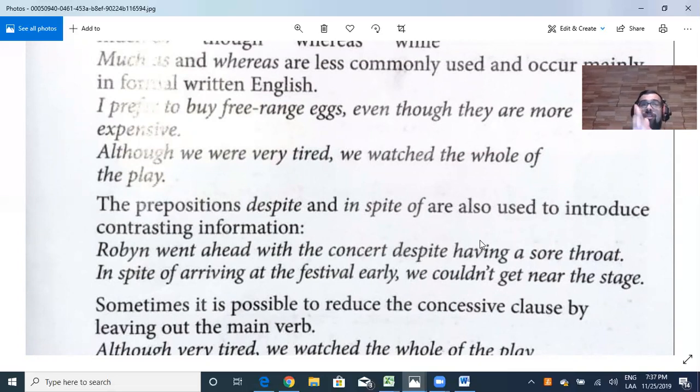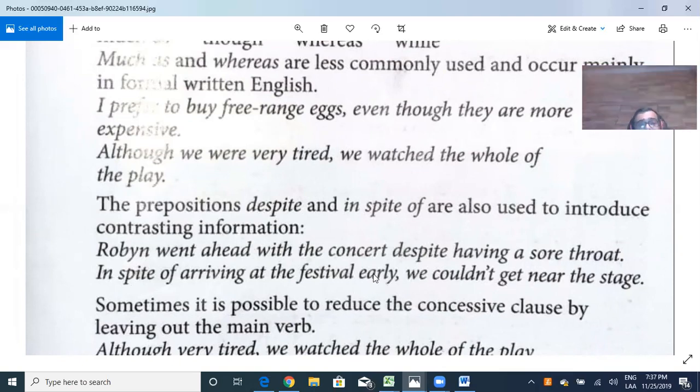There is an error that we commonly make, and sometimes we put of here. I don't know if you have seen that, despite of. We get confused. With despite, we don't use of. We use of only with in spite of. So that's something we need to be very careful with. This is the other example. In spite of arriving at the festival early, we couldn't get near the stage.